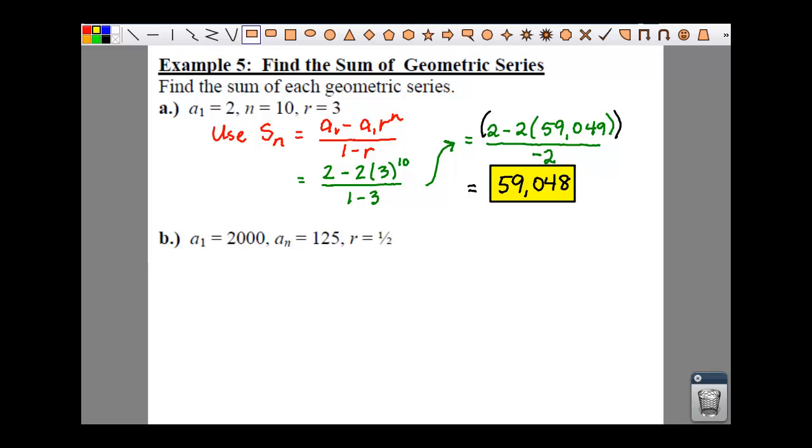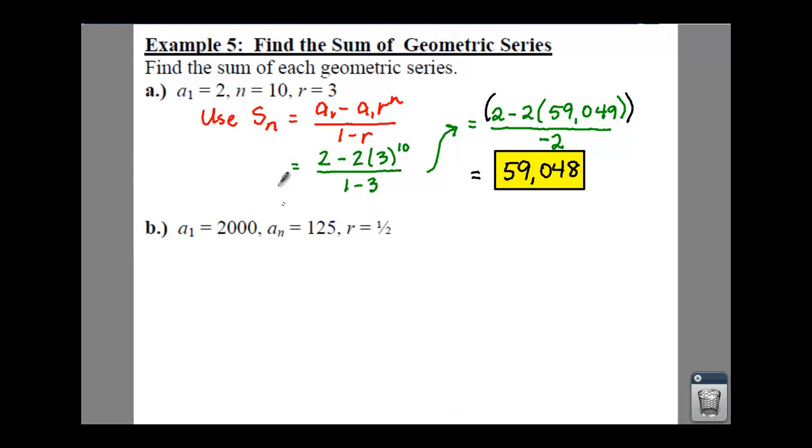Now 5B is a little bit different, because if you look at what you're given, your a sub 1 and your a sub n, so you're not going to use the same formula. You need to use instead s sub n is equal to your a sub 1 minus a sub n times r, all over 1 minus r. So it all depends on what you are given. So let's go ahead and plug all of our values in here.